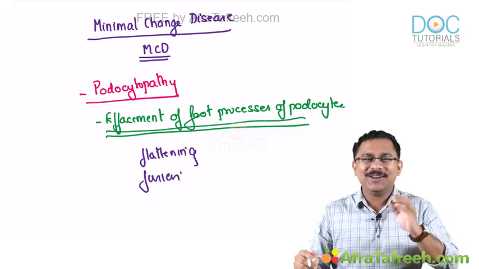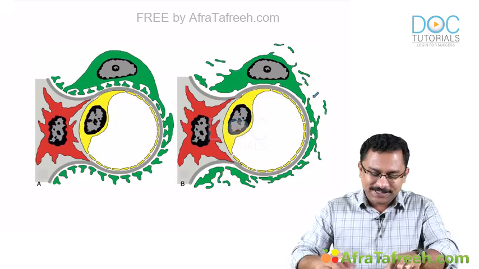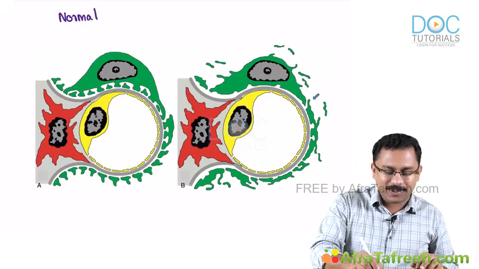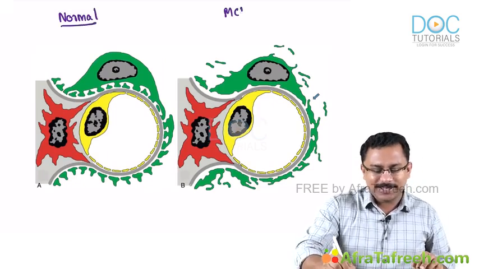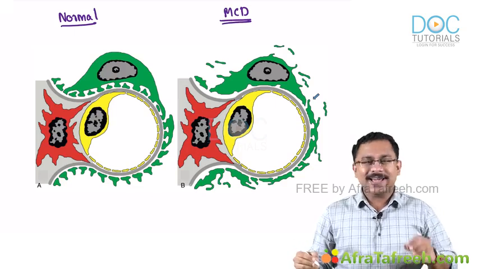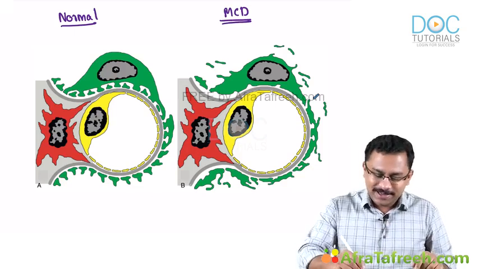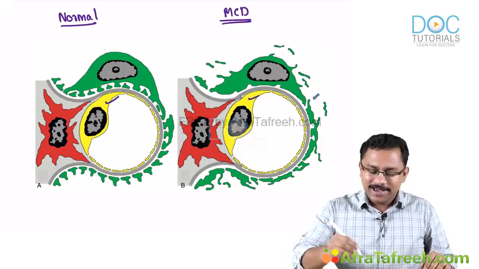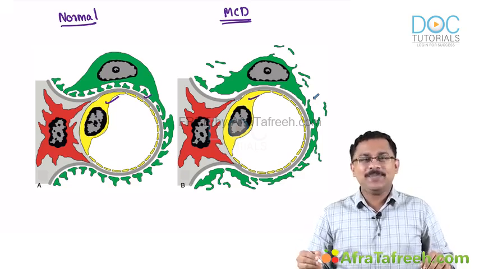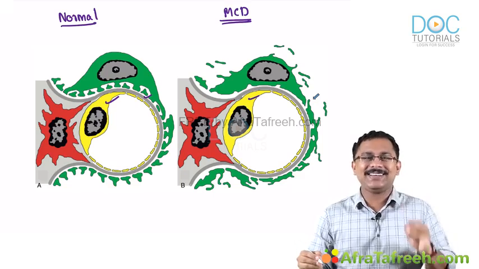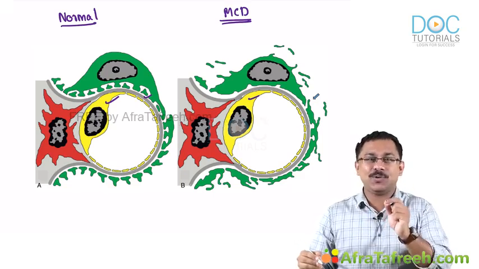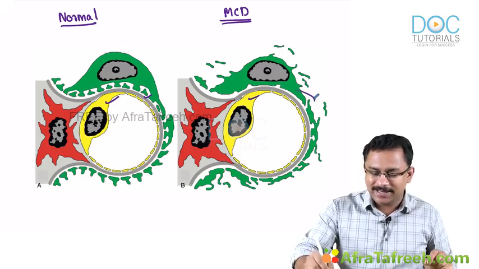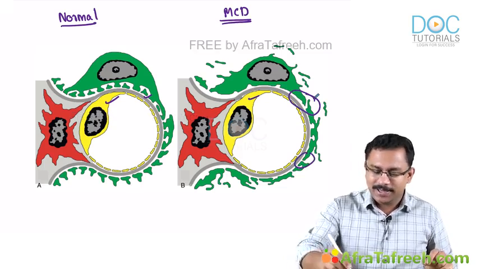Do you want to have a look at a simplified diagram of this? Yeah, so on one side we have a normal glomerulus, and on the other side is a glomerulus with minimal change disease. You can see in both conditions the capillary endothelium, the capillary lumen, as well as the glomerular basement membrane are intact, but the change actually happens to the podocytes. What change happens? You can see it slightly becomes flattened and then there is some adjacent fusion happening. Are you able to see?